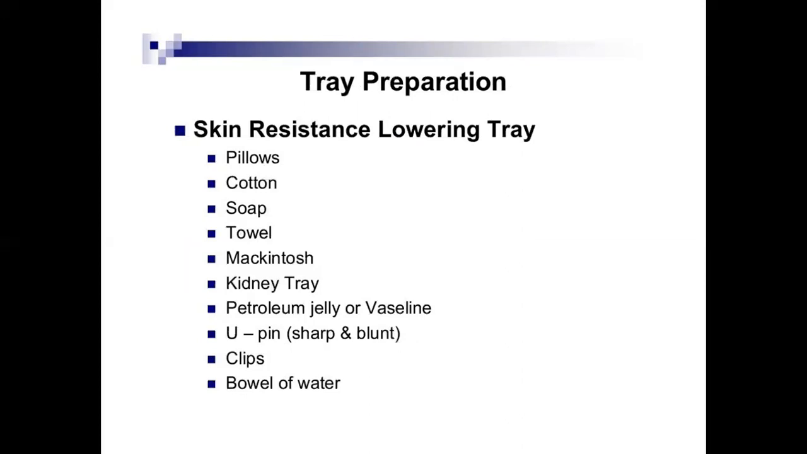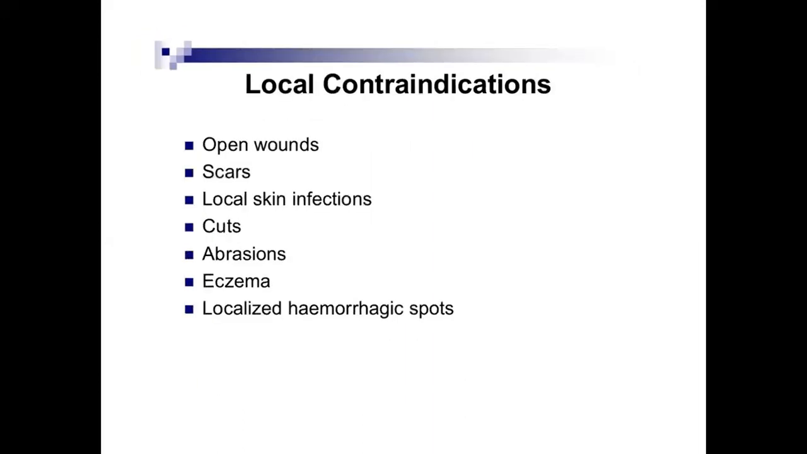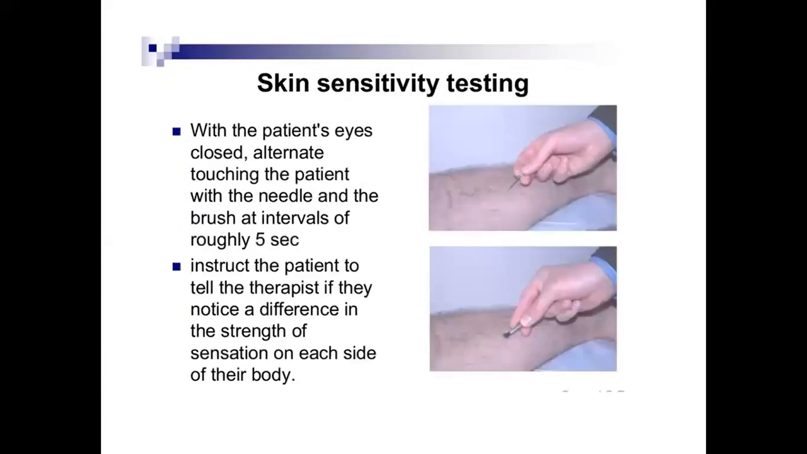We use pillow, cotton, soap, towel, Macintosh, kidney tray, petroleum jelly or Vaseline, U-pin, sharp and blunt, clips, bottle of water. Local contraindications are the open wound, scar, local skin infection, topical infection, cuts, abrasion, eczema, localized hemorrhagic spots. Now we'll see the skin sensitivity testing.